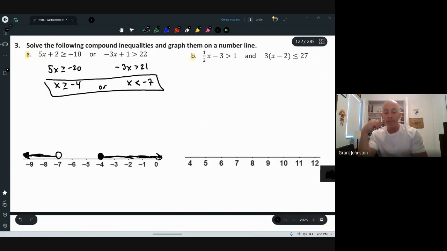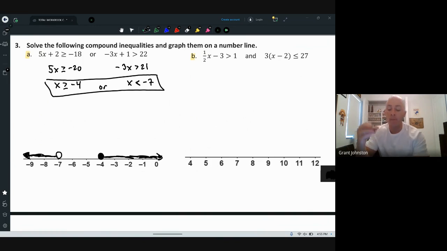Let me show you B. Again, we're solving for x, so I'm going to add 3 to both sides. It'll be 4, since 1 plus 3 is 4. Divide by 1/2, or you can multiply by 2, but divide by 1/2 on both sides. That would be 8.